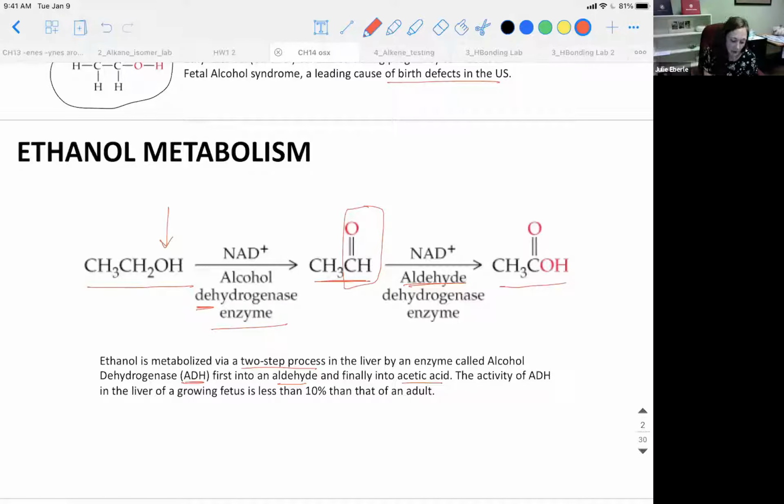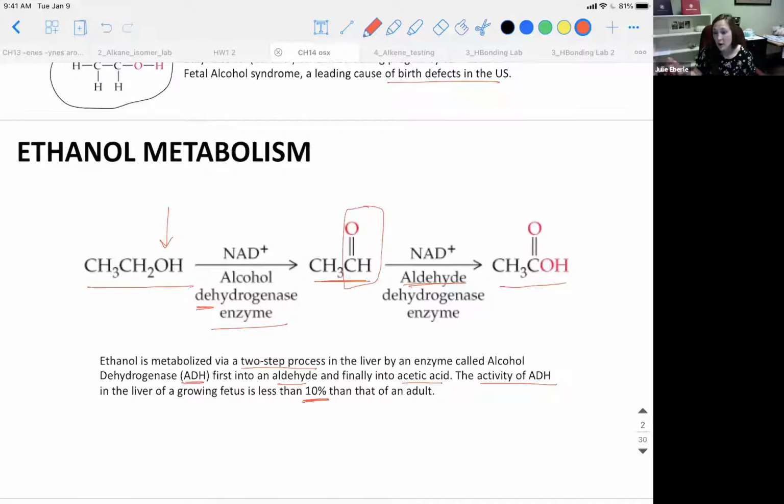So the problem is that the activity of ADH, our enzyme here in the liver of a growing fetus, is less than 10% that of an adult. And they don't have near as much because they're a growing fetus. So anyways, I want you to be familiar with the enzyme responsible for this. If I see a question about it on the exam, and the significance of it.